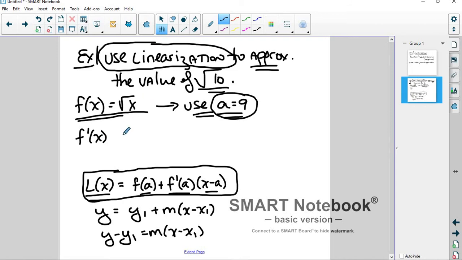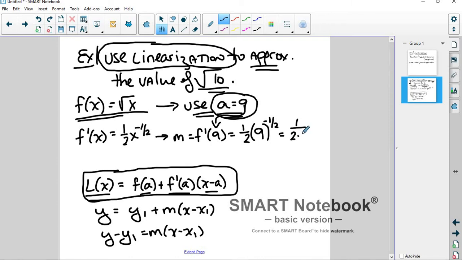Remember, this is x to the 1/2. So we bring the 1/2 down, x to the negative 1/2. And then we find the slope by plugging in the value that we can use, the 9 in this case. So we get 1/2 times 9 to the minus 1/2. Remember that square root of 9 is 3, negative puts it in the bottom, so you get 1 over 2 times 3, or 1 over 6.